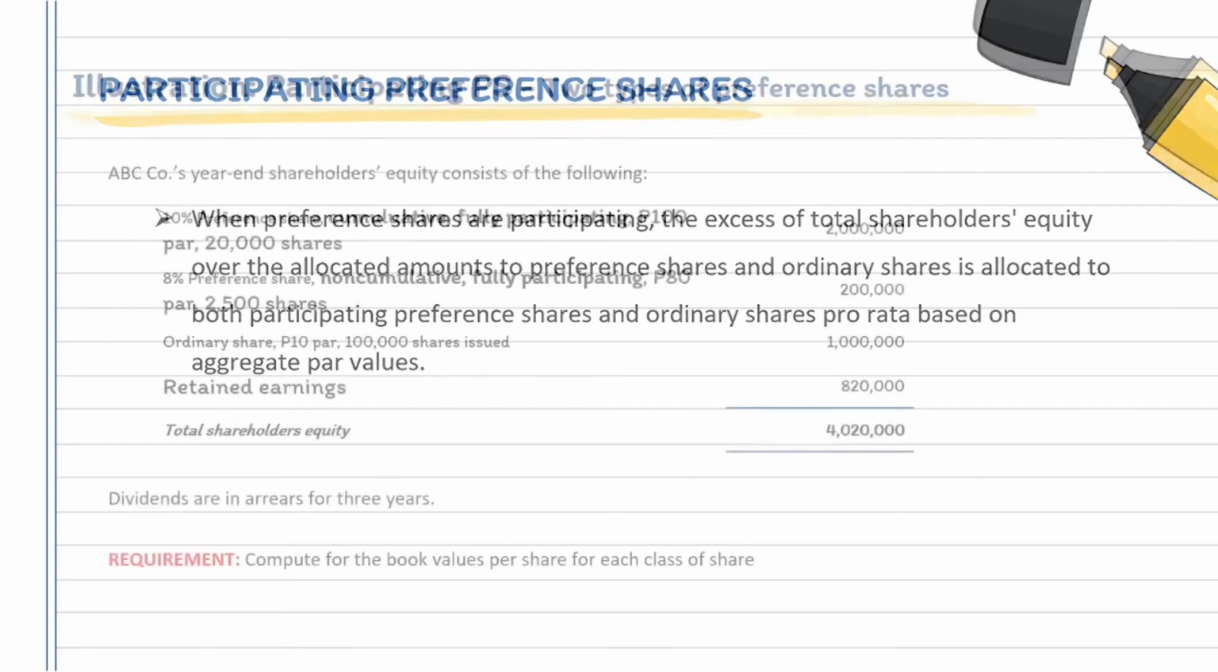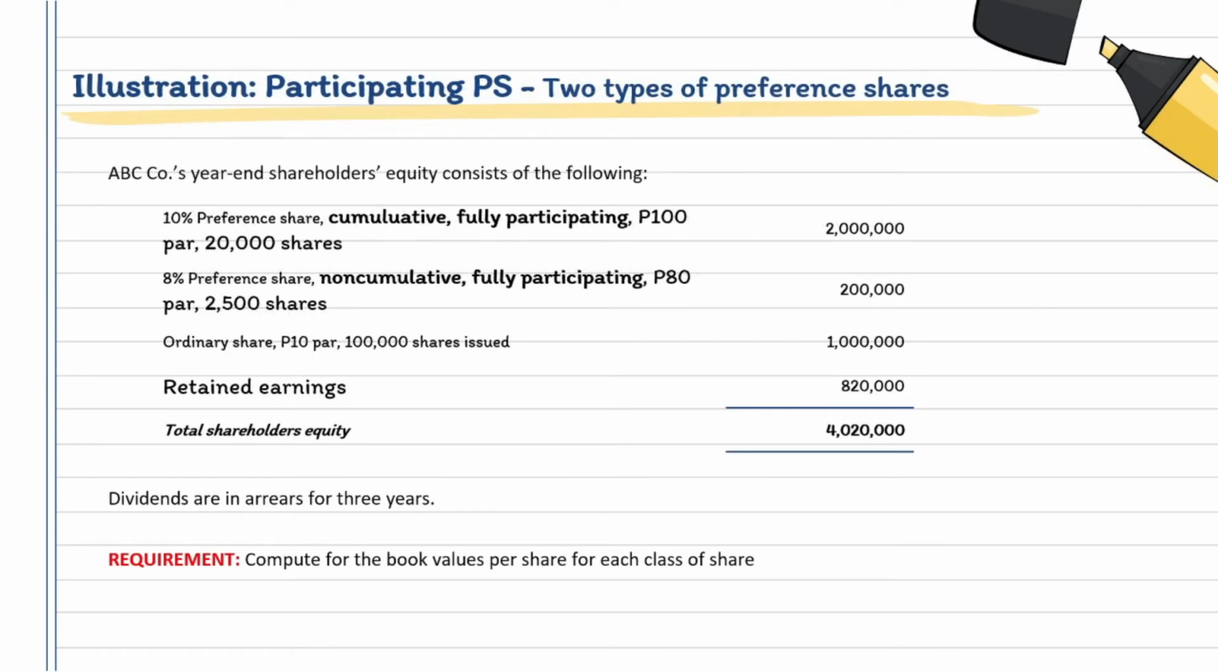For illustration, ABC Corp.'s year-end shareholders' equity consists of the following: 10% preference shares, cumulative, fully participating, 100 par, 20,000 shares, 2 million; 8% preference shares, non-cumulative, fully participating, 80 par, 2,500 shares, 200,000; ordinary shares, 10 par, 100,000 shares issued, 1 million; retained earnings 820,000; total shareholders' equity 4,020,000. Given the dividends on the ordinaries are in arrears for 3 years, compute the book value per share for each class of share.